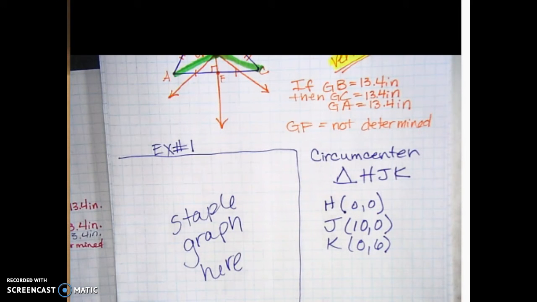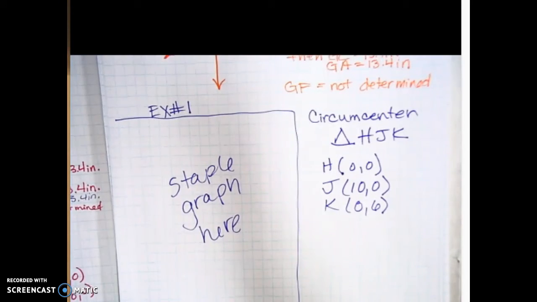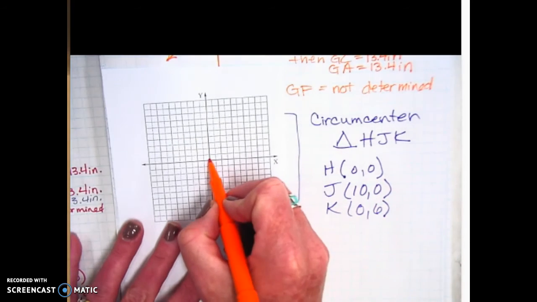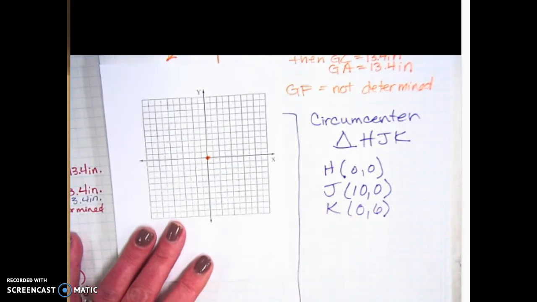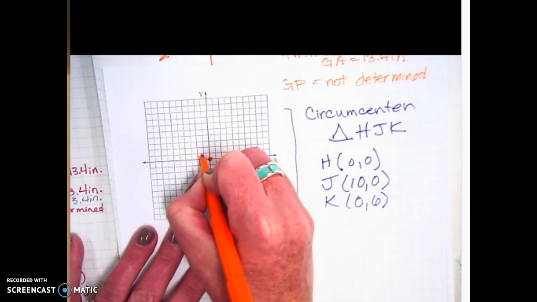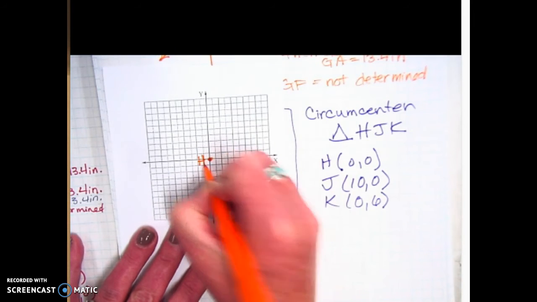So what do you think the first thing we need to do is? Graph these 3 points and label them. Okay? So H is easy. 0, 0. Right at the origin, right in the center. Okay? You're going to put a big point there. And next to it, you're going to write H.